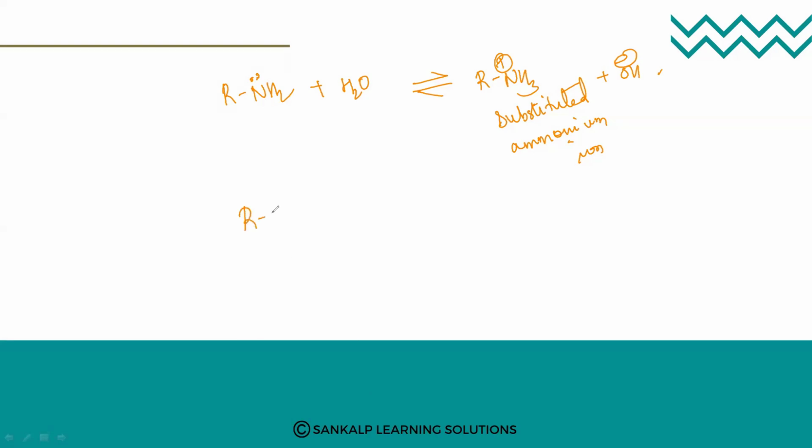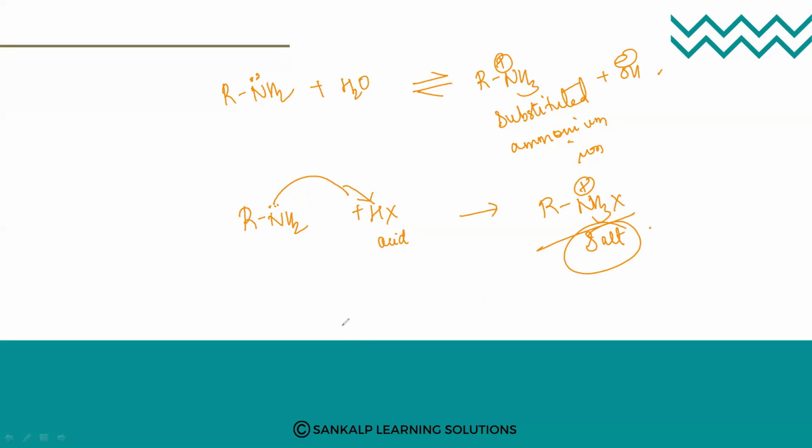We have seen that also when we have amines and react them with an acid. The amine will take the hydrogen, the proton, from the acid, and we are going to get RNH3 plus X. So we are going to get a substituted salt. It has that capacity of accepting the proton. Now this was about amines.